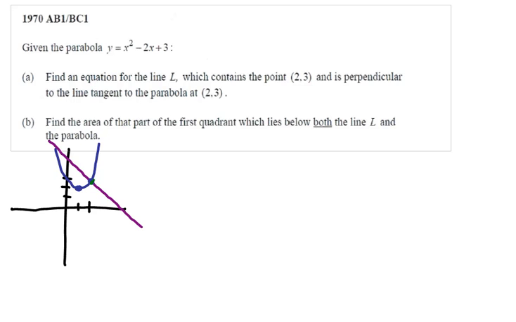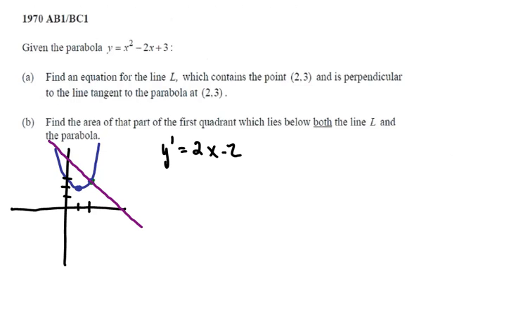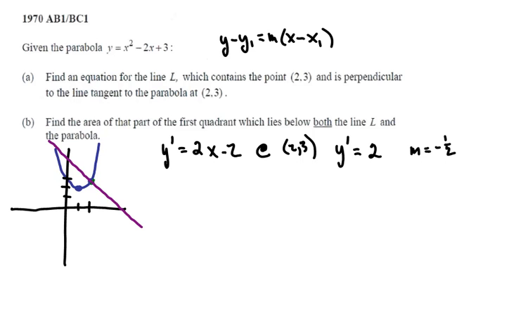That's the first thing we have to do. We know that the derivative is 2x minus 2, and at the point x equals 2, y equals 3, y prime is 2, so the slope of the normal line will be negative 1/2. All we're really looking for here is the equation of a line. We have the point (2, 3) and the slope negative 1/2, and we get y minus y1 equals m times x minus x1, so y minus 3 equals negative 1/2 times (x minus 2). If I solve for y, I end up with y equals negative 1/2 x plus 4.